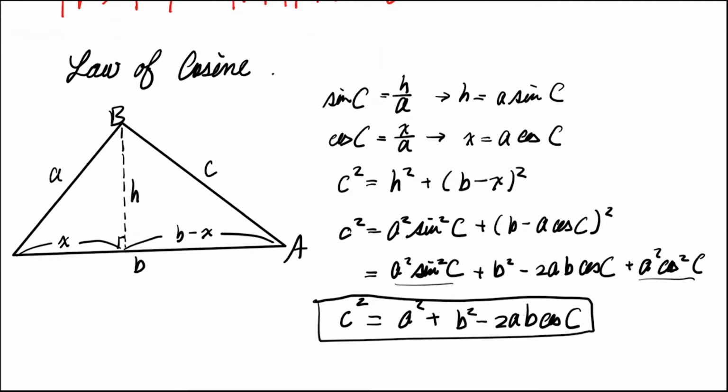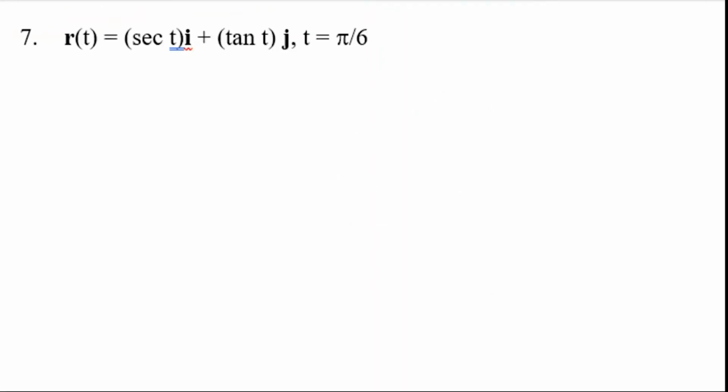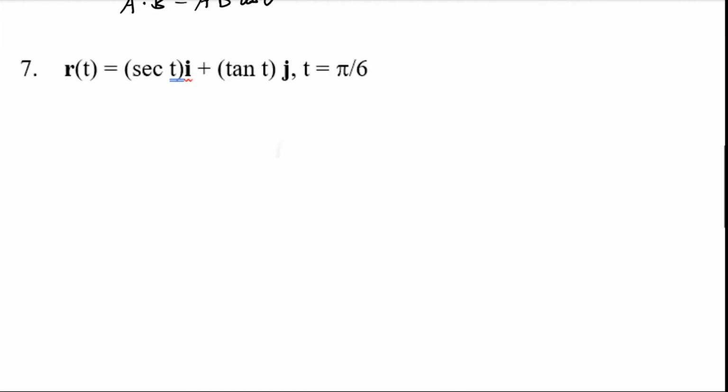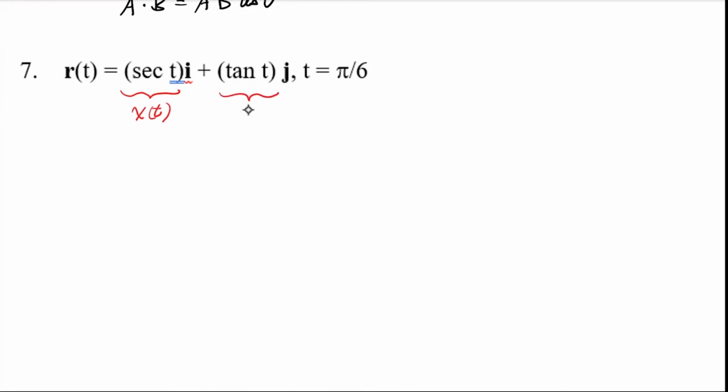Okay, any questions? Okay, let's look at number 7. So we are looking at number 7 now. What do we need to do? Number 1, eliminate, right? So part A. Let's eliminate this thing to have a regular XY relationship. This thingy is your X of T, you know what I'm saying? And then this thingy is your Y.